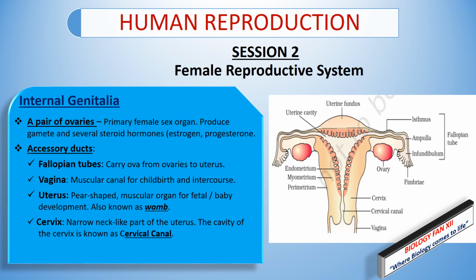Fallopian tubes carry the ovum from the ovaries to the uterus. Vagina is a muscular canal for childbirth and intercourse. Uterus is a pear-shaped, muscular organ for baby development and also known as the womb. Cervix is a narrow neck-like part of the uterus, and the cavity of the cervix is also known as the cervical canal.